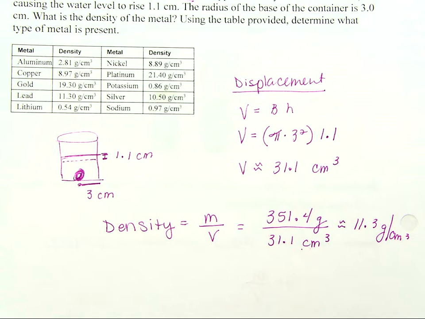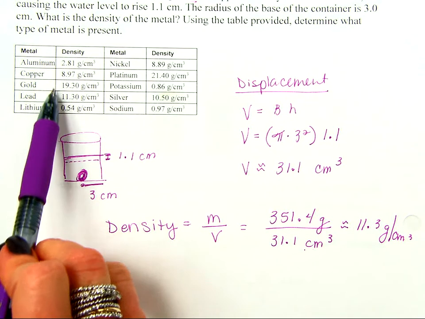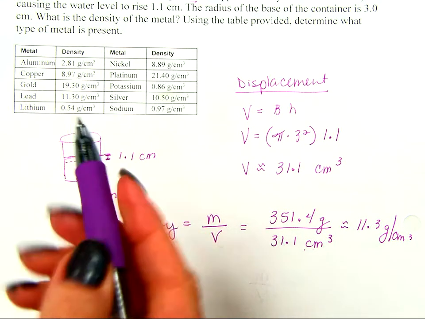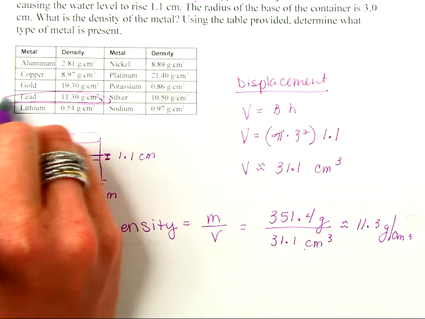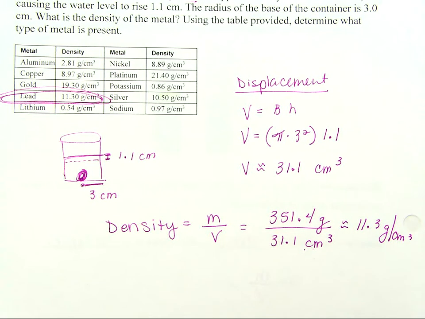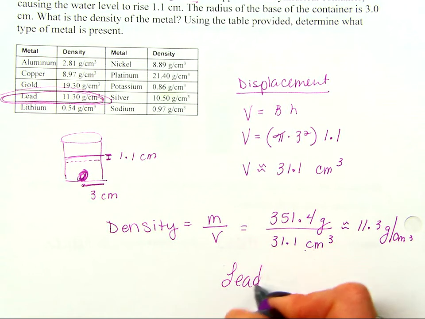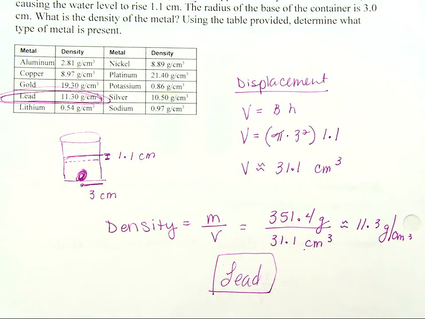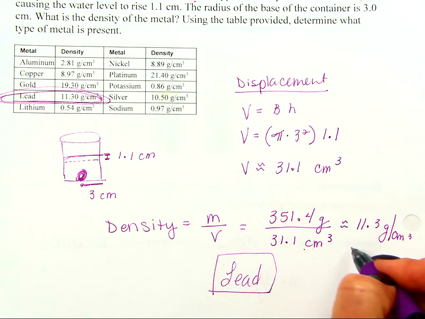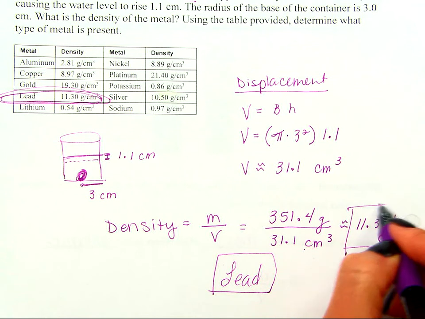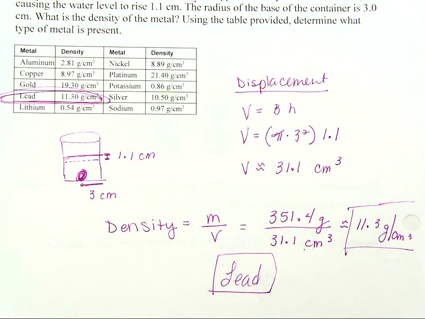We're going to look that up in our chart, and we would find that at about 11.3, our metal must be lead. It did ask for the density of the metal, so the density of the metal would be about 11.3 grams per cubic centimeter.